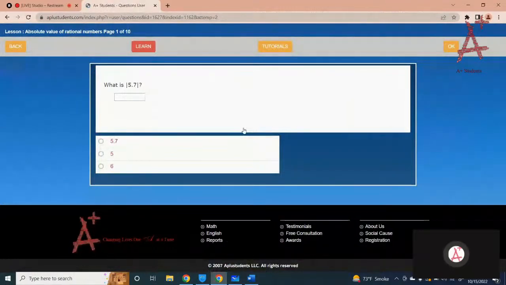Okay, the first one is what is the absolute value of 5.7? Please communicate using the live chat option. If you know the answers, write the answers in the chat box. Got it? Absolute values are always positive. So the absolute value of 5.7 is 5.7. Got it?